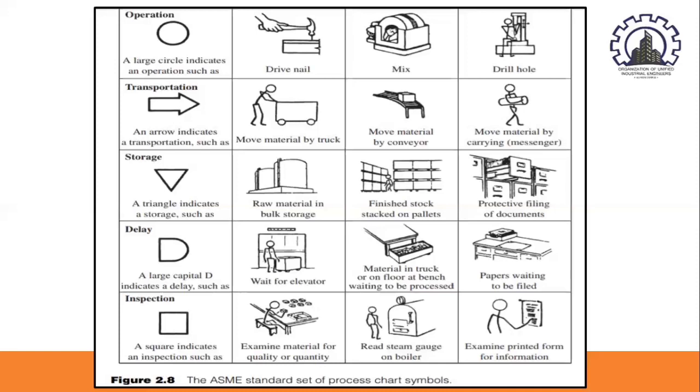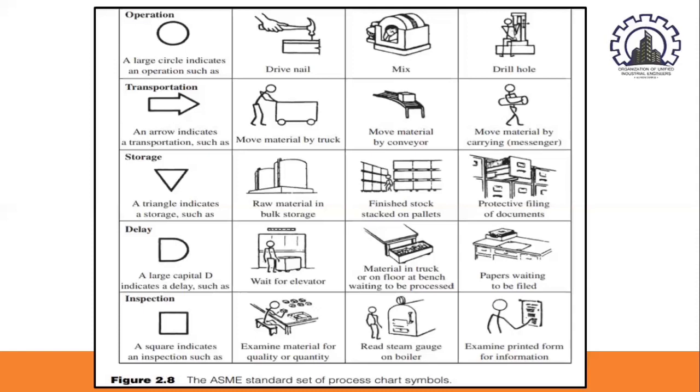And lastly, we have inspection. For inspection, we have examining material for quality or quantity, so you are inspecting in that case. You also have reading a steam gauge on a boiler. That's also considered as inspection. And examining a printed form for information.